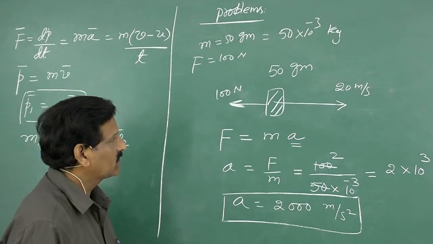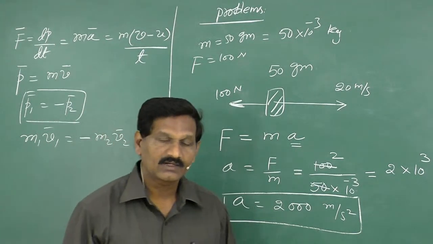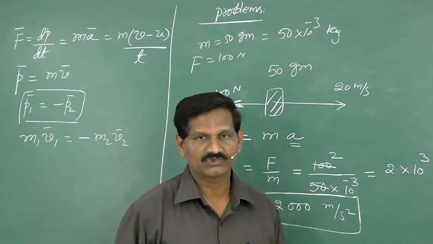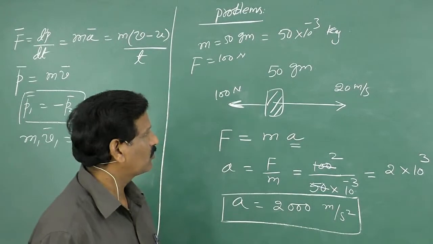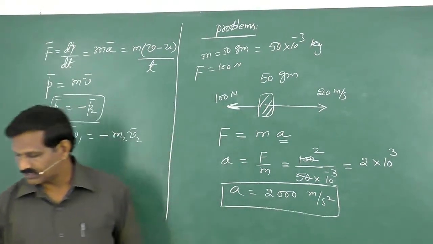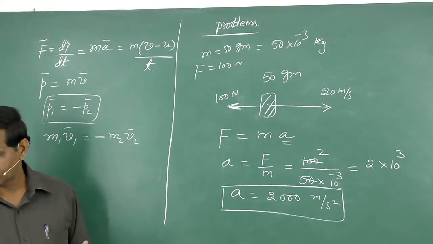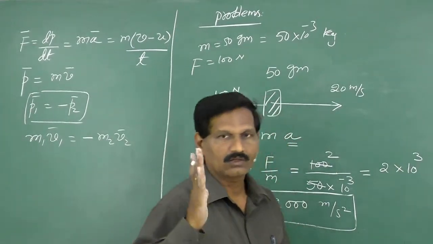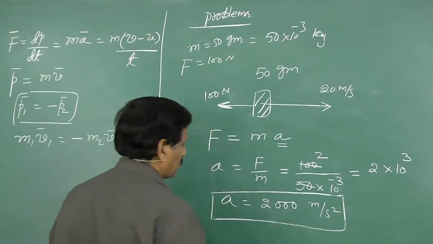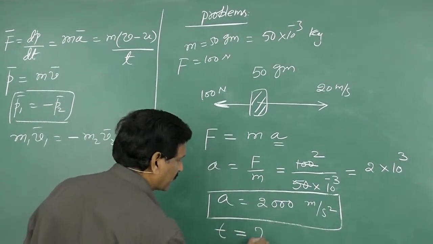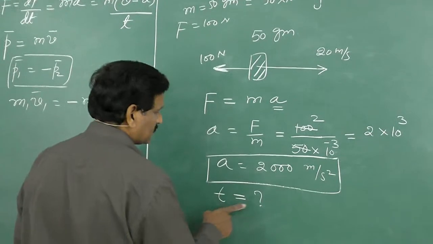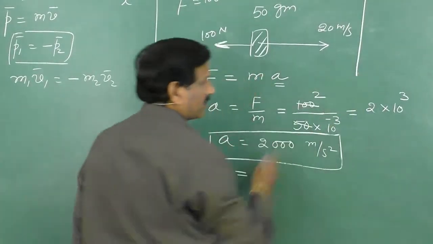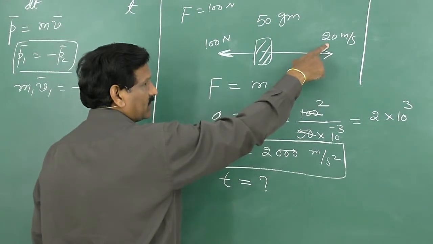Now, it is asked to find the time taken to stop the body. How long does the body take to stop? That means we have to find the time taken to stop the body. So, t is equal to how much? For this, you can write the data. This is the initial velocity of the body.